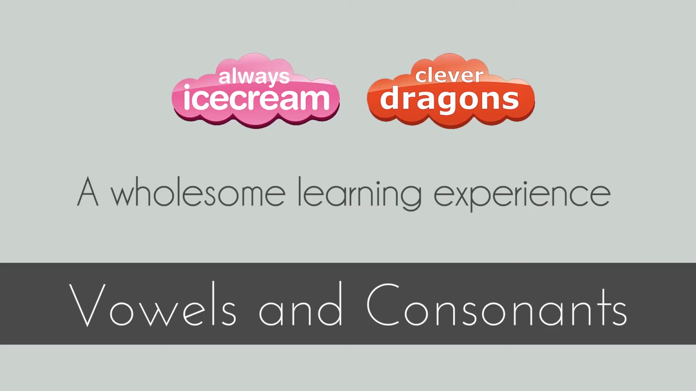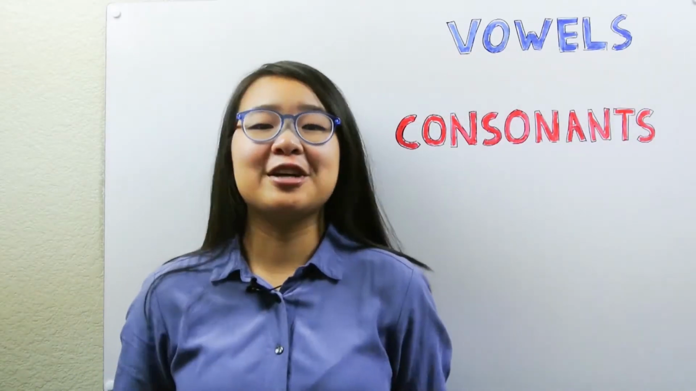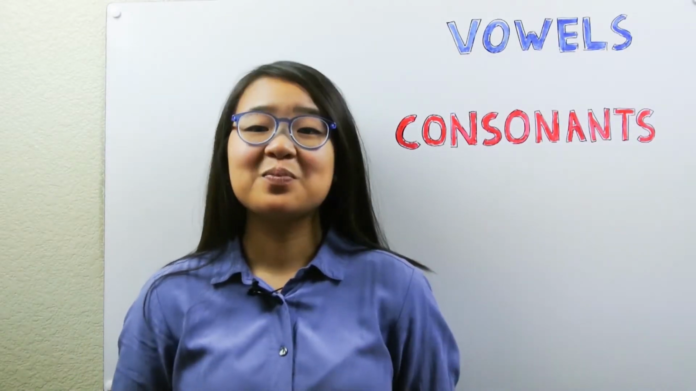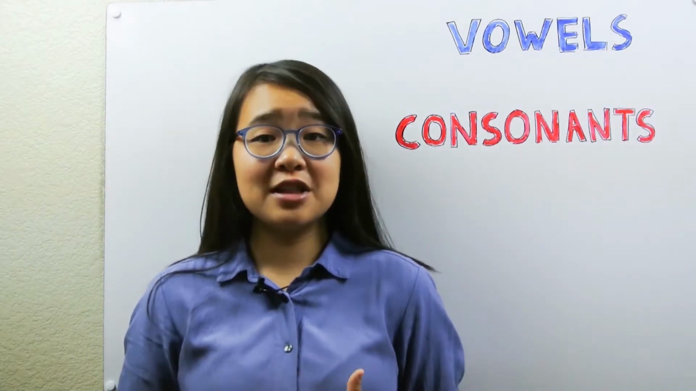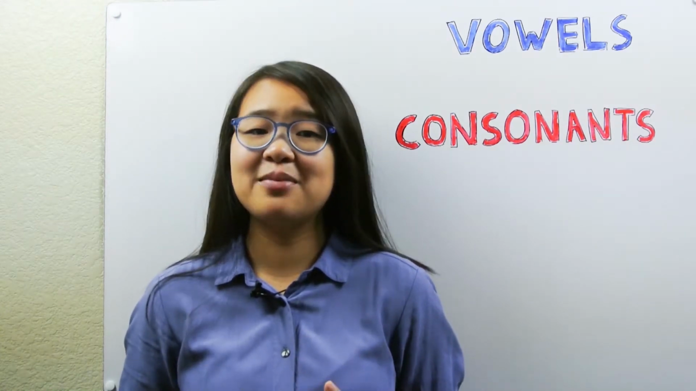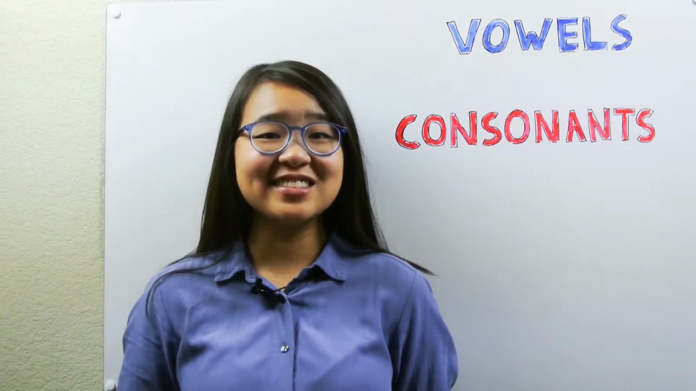In this video, you'll learn that the letters of the alphabet can belong to two categories, vowels or consonants, and sometimes both. You already know that there are 26 letters in the alphabet. If you haven't watched it yet, find the video called Learn the Letters, then come back and watch this video.